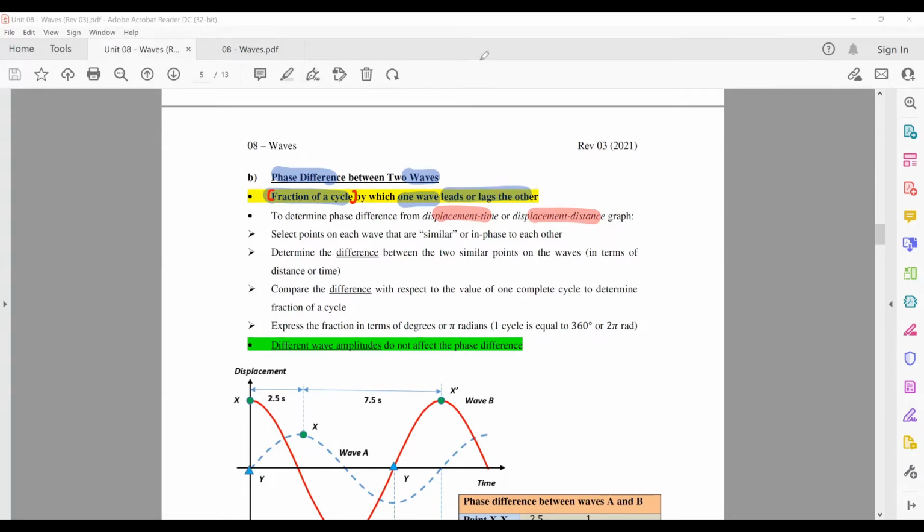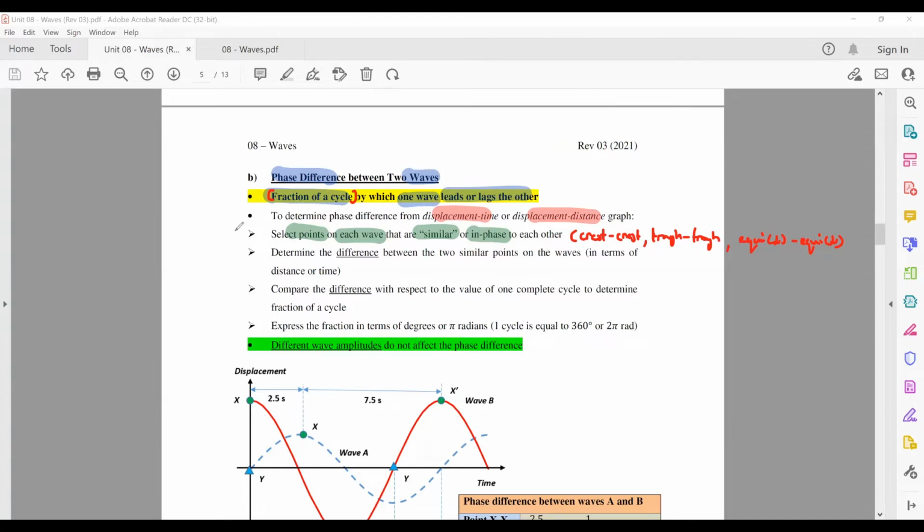What you will need to do when you're doing phase difference between two waves is that you will need to select points on each wave that are similar or in phase with each other. So when we say points that are similar, in phase with each other, it normally means something like this: crest and crest, or trough and trough, or equilibrium going downwards with equilibrium going downwards. So I'll show you what I mean by that later on.